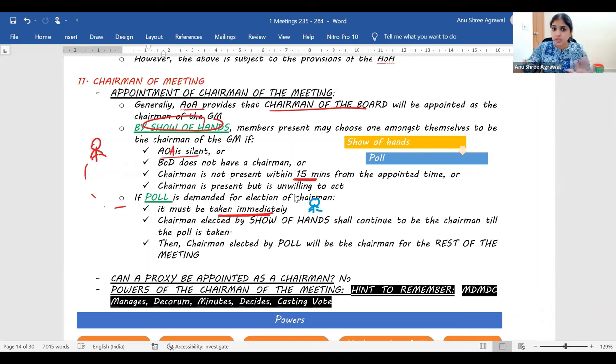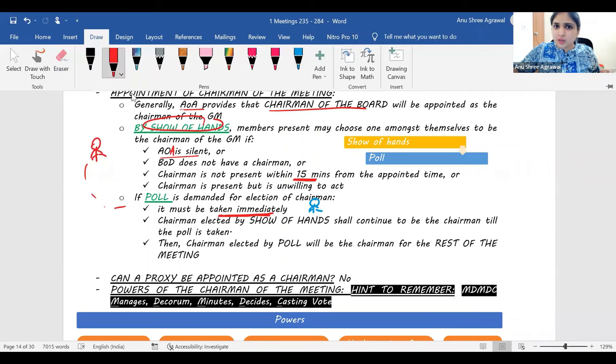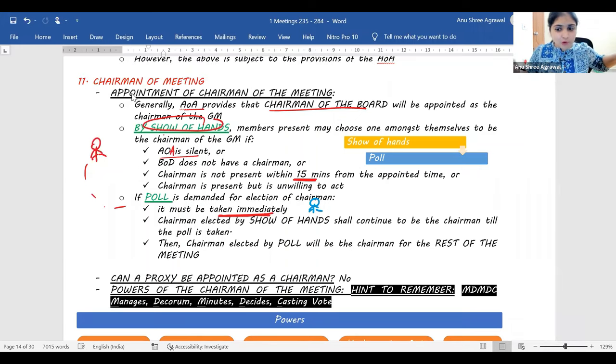Blue. Okay, so chairman of the meeting, generally what does the AOA say? Generally the AOA says that whoever is the chairman of the board of directors will be the chairman of the meeting also. But sometimes the AOA is silent, or the AOA says the chairman of the board will be chairman of the meeting, but the board doesn't have a chairman. Or the board has a chairman, but we waited for 15 minutes and he did not come. Or he came within 15 minutes, but he says, today I don't want to be the chairman of the meeting.